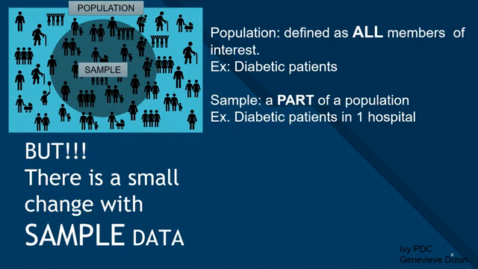So in this example, if we want to test diabetic patients but we were only able to include diabetic patients in one hospital, then our data becomes a sample data. So a sample data is never the whole population. This is the selection taken from an identified population.